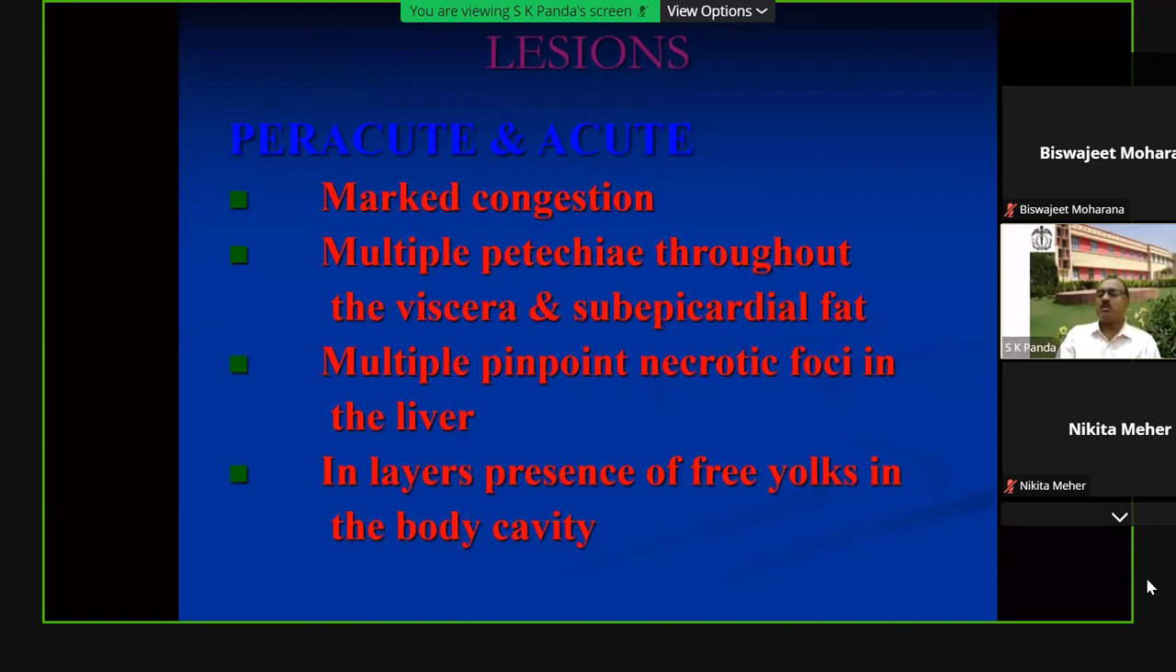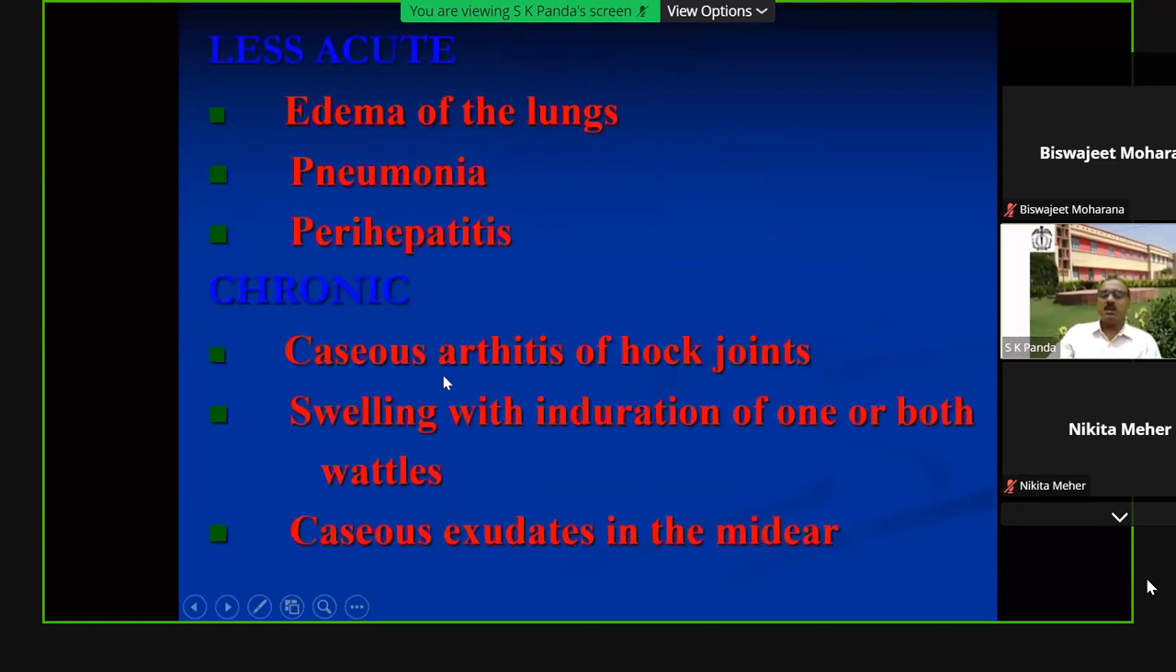Besides pneumonia, perihepatitis, and sometimes also you will find arthritis in the hock joints. As we already discussed, in case of salmonella there will be arthritis. Here also, in this case, you may find it. And swelling of the wattles. Again, you have already witnessed swelling of the wattles in case of coryza. Here also you will find swelling of the wattles. So you have to differentiate very critically. How will you differentiate that?